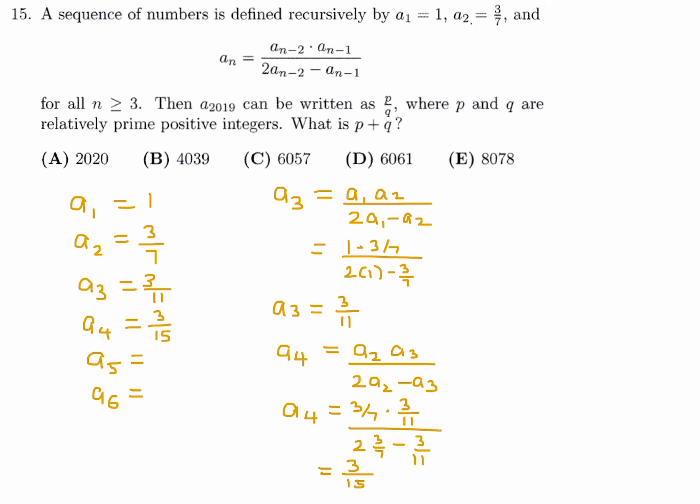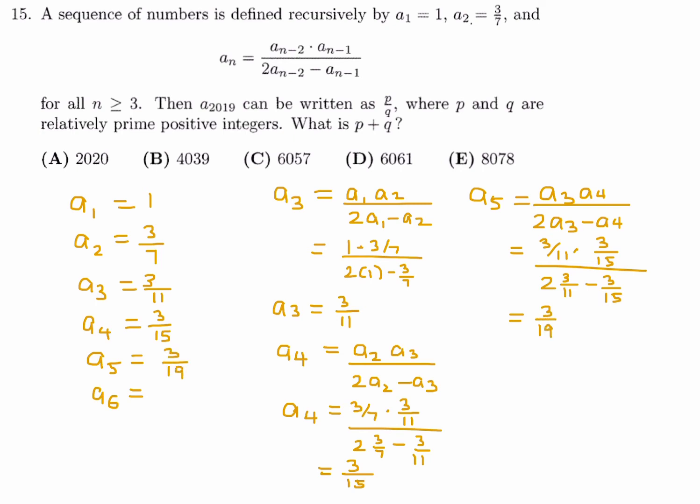Some of you might be able to see a pattern already, but in case you don't, no problem. I'll just keep going, a couple more. A5, of course, will be A3 times A4 over 2 times A3 minus A4. So that's going to be 3 over 11 times 3 over 15 over 2 times 3 over 11 minus A4, which is 3 over 15. And if you crunch out these numbers, you will get 3 over 19. So I think the pattern is pretty evident. And A6 I'll let you do, since it's so much fun. And that comes out to 3 over 23. Okay, so I think at this point you can figure out a pattern.